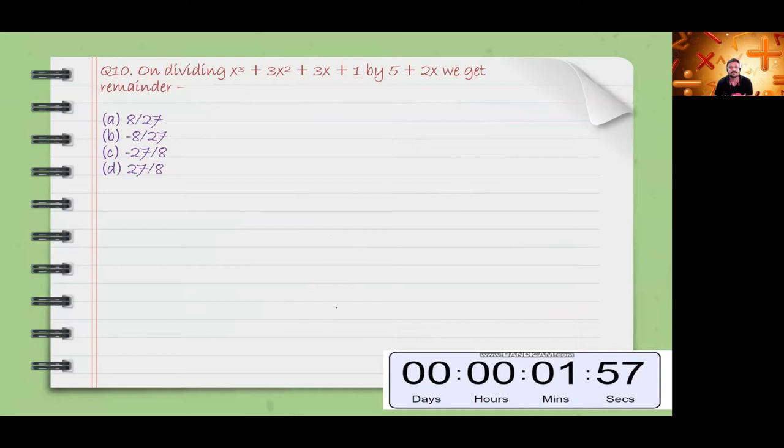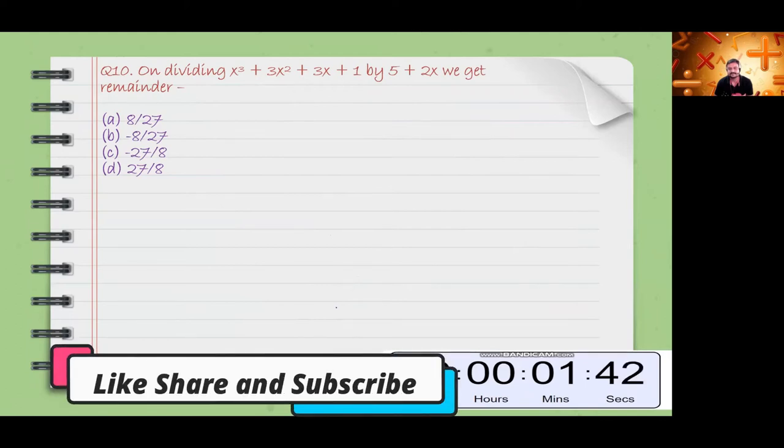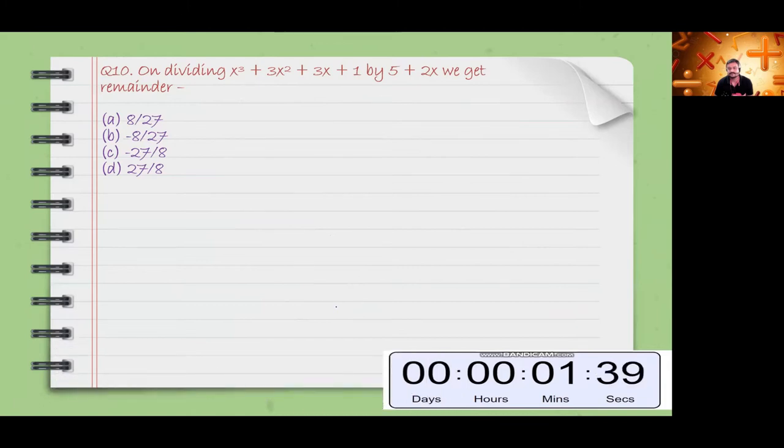Okay, start this question. On dividing x cube plus 3x square plus 3x plus 1 by 5 plus 2x, we get the remainder as what? This question is based on the division algorithm. We want the value of the remainder.